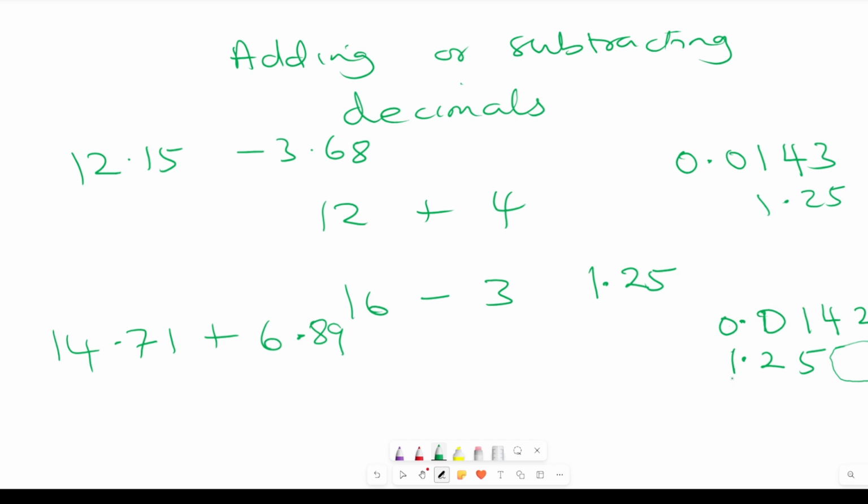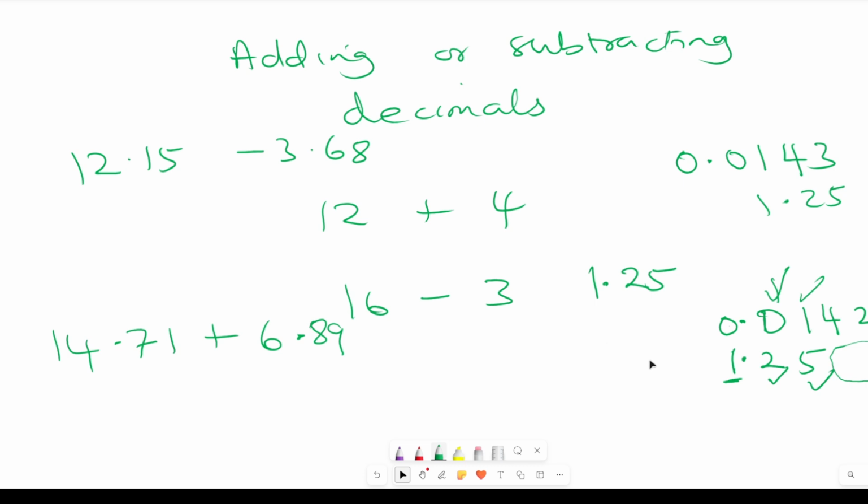For this number, this is the ones. The next number is the tenth, and this is the hundredth. So by bringing the decimals together, you are making sure that the tenth is aligned with the tenth, the hundredth is aligned with the hundredth, and so on and so forth. That is what you need to watch out for when you are attempting to add or subtract decimals.